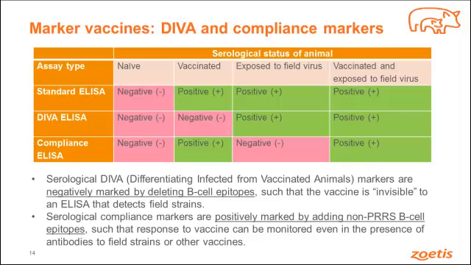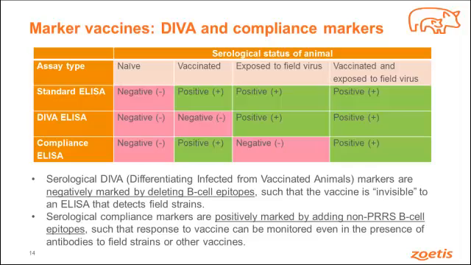And so this is useful when you're trying to keep your herd negative, but you want to use a vaccine. Use a DIVA vaccine, and if you have an incursion of another strain, you can detect it very early if you're monitoring on a regular basis with this other ELISA.